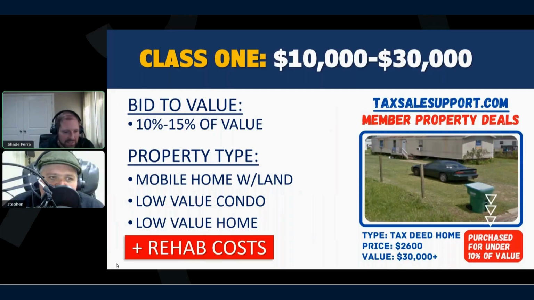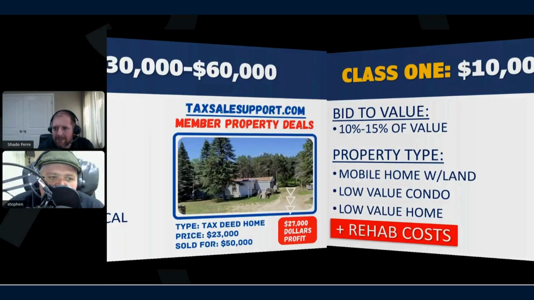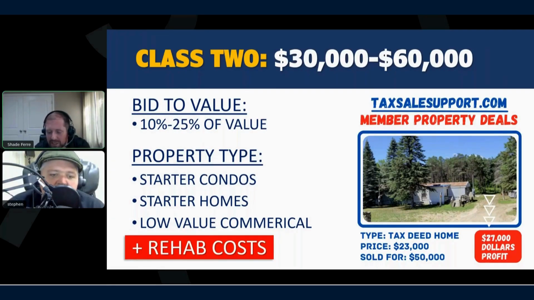Yeah, let's see what happens here as values go up on properties. So in the $30,000 to $60,000 range, our percentage of value we can pay jumps up to about 25%. And this also expands the range of properties, but in a lot of ways, we're still looking at some of the same types of properties. We could still be looking at mobile homes with land. They might just be a little bit nicer. This is also where we're going to start to see condos and other homes for sale here. You could find commercial stuff in this price range as well that could be a pretty good opportunity.